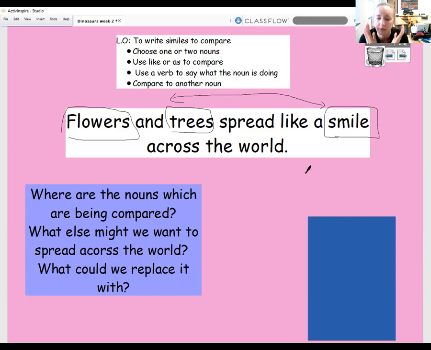What else might we want to spread across the world then? So we're comparing the flowers and trees spreading across the world like a smile, because the smile is something positive, okay? It's a nice thing that we want to be spreading across everybody. What else could we spread? Could we spread happiness? So flowers and trees spread like happiness across the world. Have a little think. What other kind thing could we spread across the world?